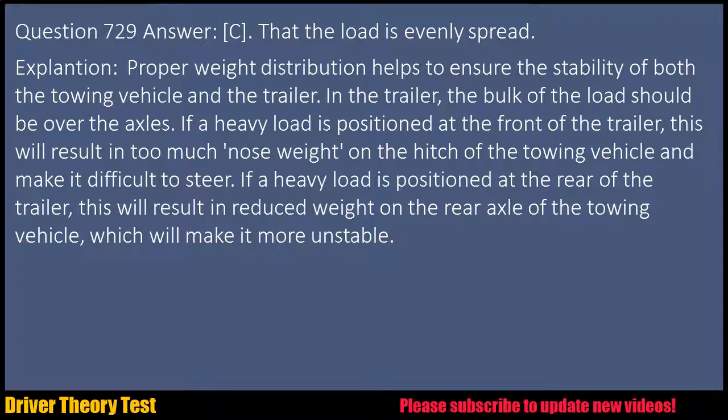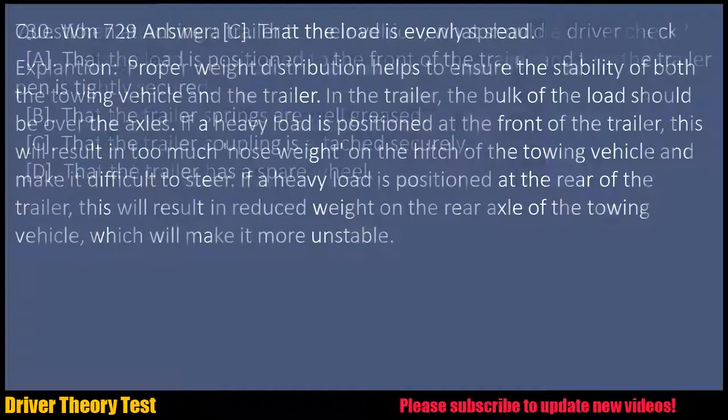Explanation: proper weight distribution helps to ensure the stability of both the towing vehicle and the trailer. In the trailer, the bulk of the load should be over the axles. If a heavy load is positioned at the front of the trailer, this will result in too much nose weight on the hitch of the towing vehicle and make it difficult to steer. If a heavy load is positioned at the rear of the trailer, this will result in reduced weight on the rear axle of the towing vehicle, which will make it more unstable.